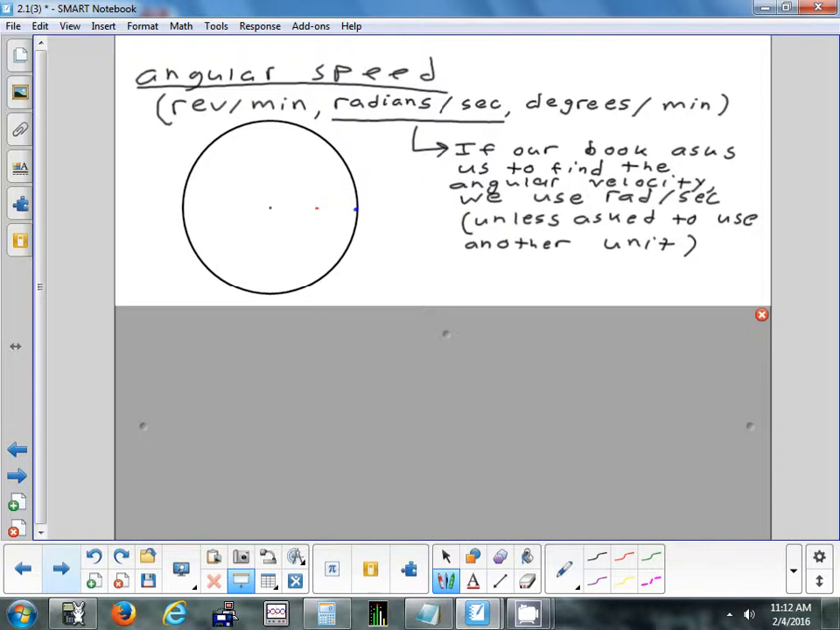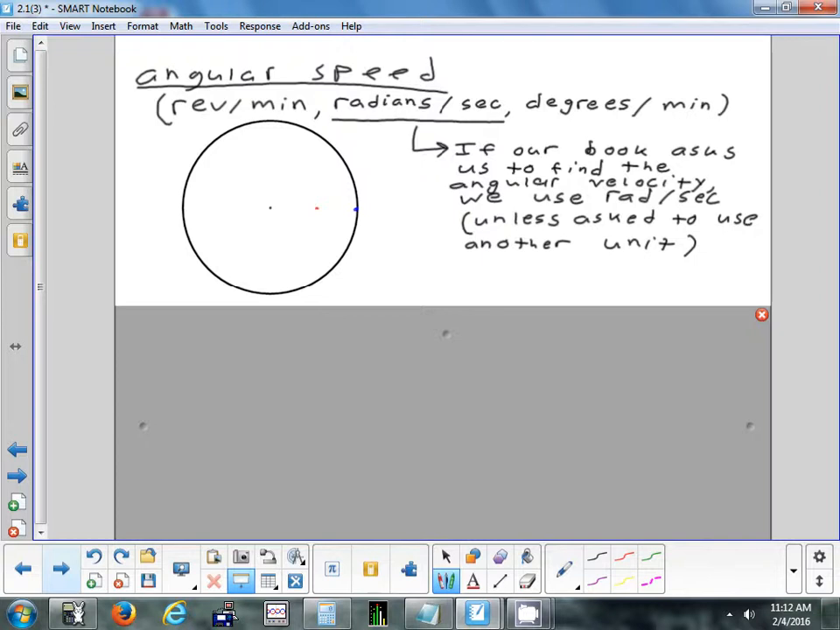Like how many revolutions something makes per minute. As I said earlier, you see that in your car sometimes on your tachometer. That's RPMs. We could measure something in radians per second. Radians measures something spinning, and so does degrees. Degrees per minute, degrees per second, degrees per hour. Any of those would be angular speeds.